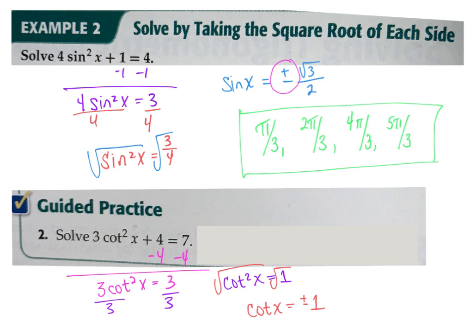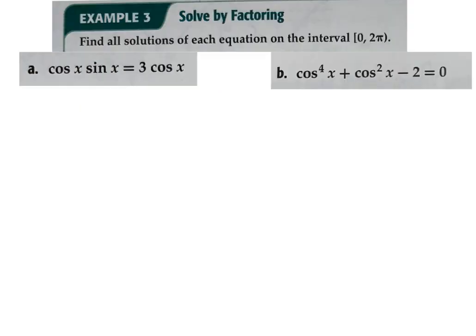If your cotangent is 1, that means your sine and your cosine are the same thing. What angle gives you a sine and cosine of the same thing? Pi over 4. And it's positive and negative, so it's all around. So you'd have pi over 4, 3 pi over 4, 5 pi over 4, 7 pi over 4. Now I got the unit circle back.